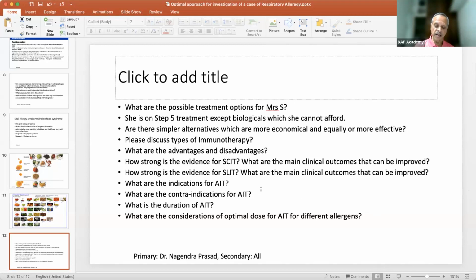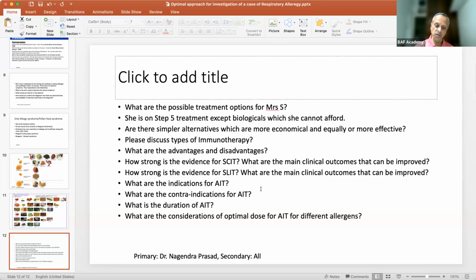So the safety of SLIT: it was well tolerated. Minor local symptoms of itching happen with the build-up phase. But now this build-up phase is not necessary in SLIT. We can right away go with the maintenance dose without adverse events.